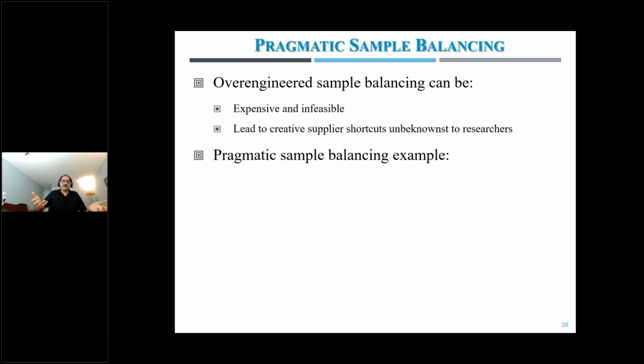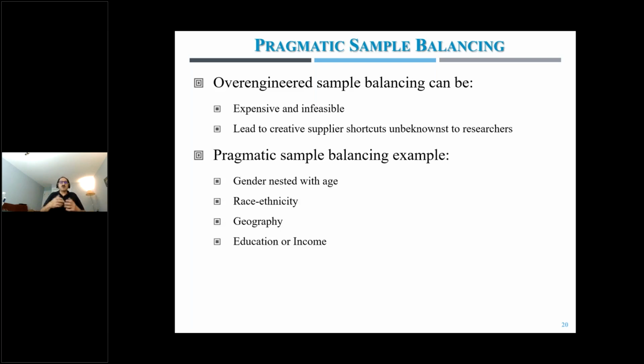If you're talking about a general population survey, what seems to work is a simple quota structure where you balance gender nested with age, some control on race ethnicity, also some control on geography so that all of your respondents don't come from the Northeast, and then also anything on socioeconomic control such as education or income are highly recommended.